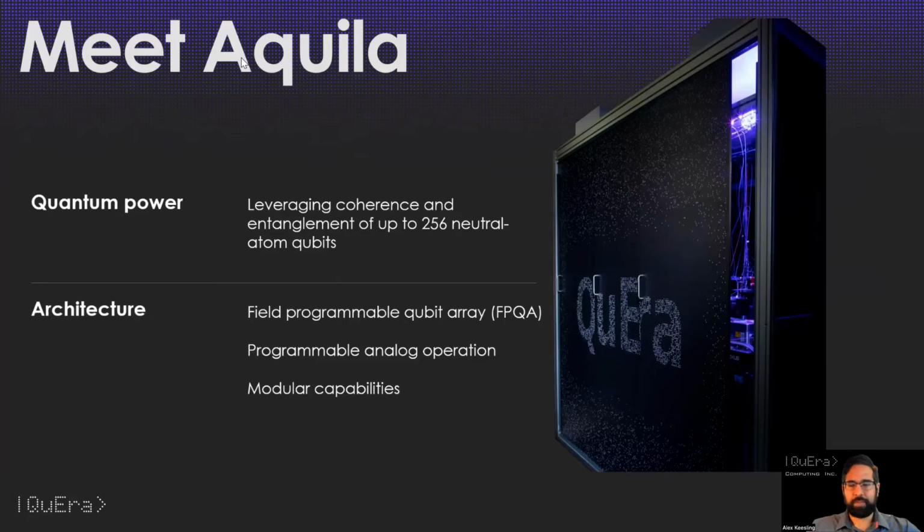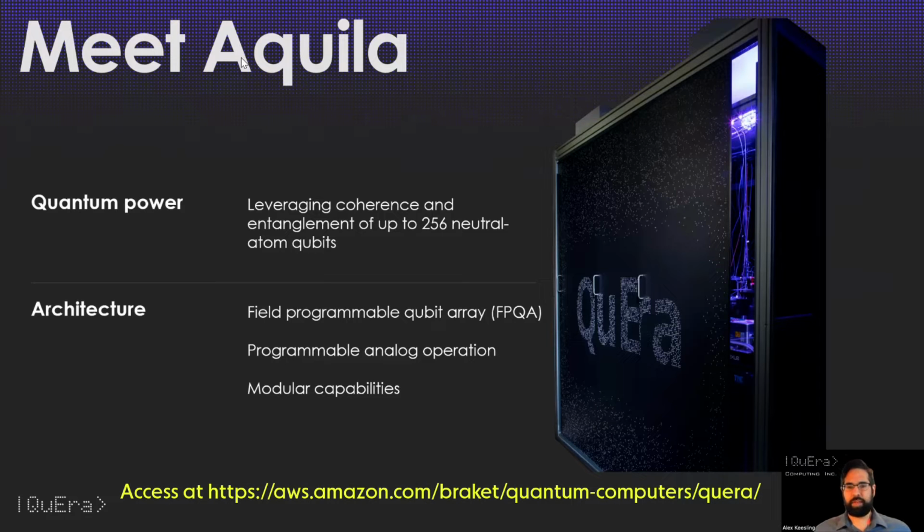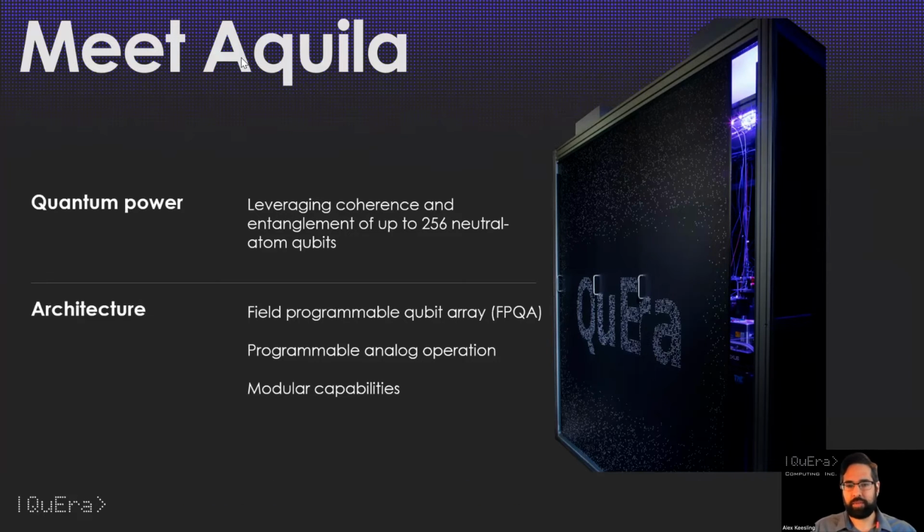Now, let me tell you a little bit about Aquila, which is the machine that is now available to you on the cloud. Aquila works with up to 256 neutral atom qubits in an architecture that we call a field programmable qubit array, FPQA, which you'll hear more about from Alexei. But this architecture allows you to program the interaction of the qubits by their geometry and their connectivity, which is a very powerful starting point to leverage the quantum resources available.